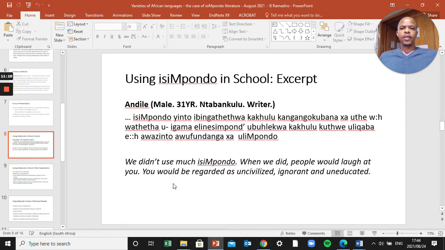So Andile, a pseudonym, this is what he said. We didn't use much isiMpondo. When we did, people would laugh at you. You'd be regarded as uncivilized, ignorant, or uneducated.